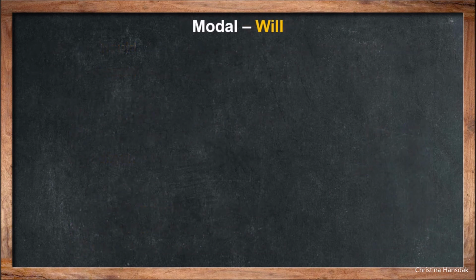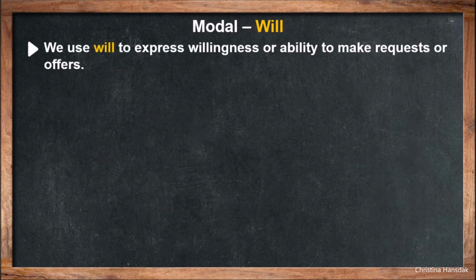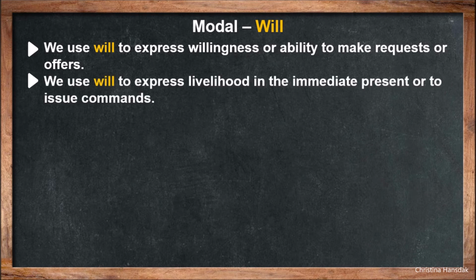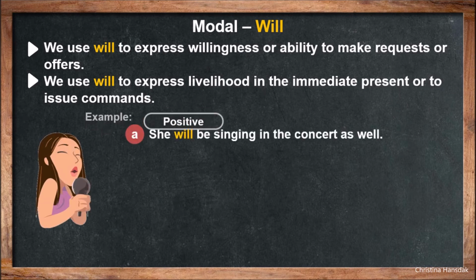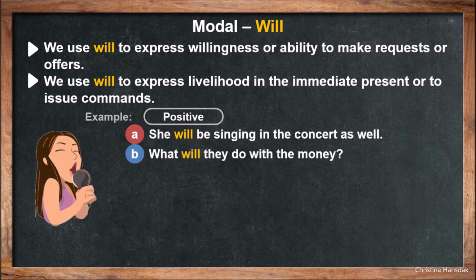Now, let's learn how to use the modal will. We use will to express willingness or ability to make requests or offers. We use will to express likelihood in the immediate present or to issue commands. Example, sentence number A. She will be singing at the concert as well. Sentence number B. What will they do with the money?